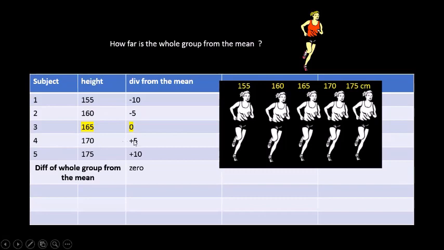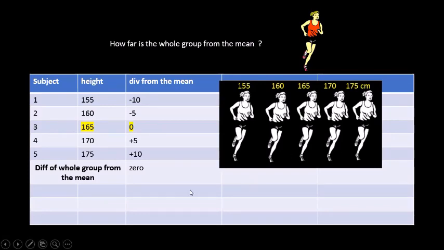Fourth one is longer, higher, taller by 5. Last one is higher, longer by 10. So this is the difference of the group from the mean. If you are going to add them, the net result will be 0 because there are minus signs and plus signs, and the mean is always in the middle. So they will cancel each other and the net result is 0.